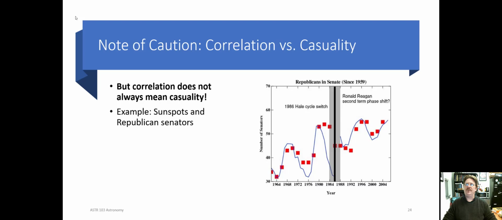I'm trying to think of what we're going to be covering next week. I believe I will be talking about celestial coordinate systems and the movement of stars in the night sky.